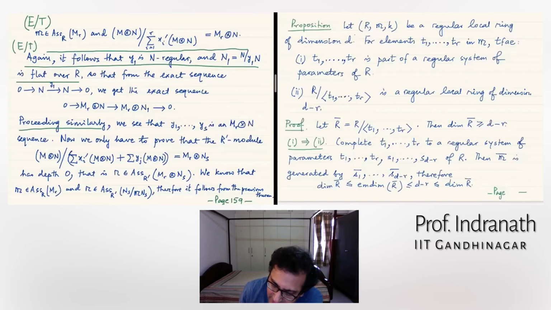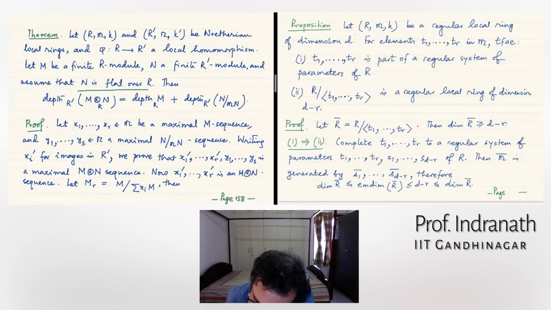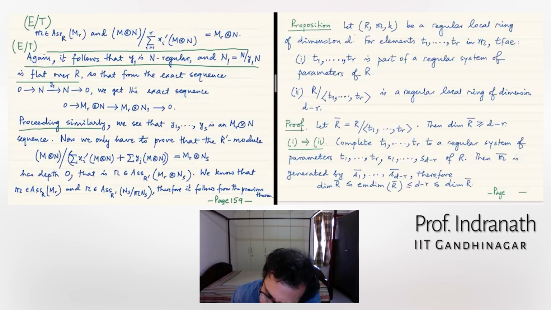Because if that is the case, then you have this, and you have this. Yes, you have the flatness. Anyway, I'm coming to this a little later. So what about this? How do you show that y1 is N-regular? How do we take the quotienting off?